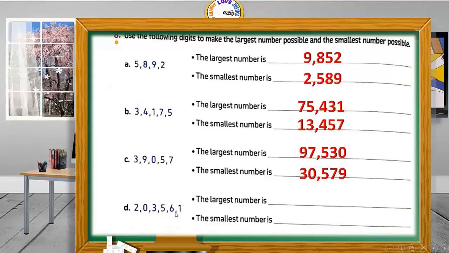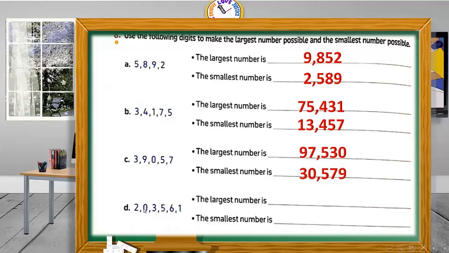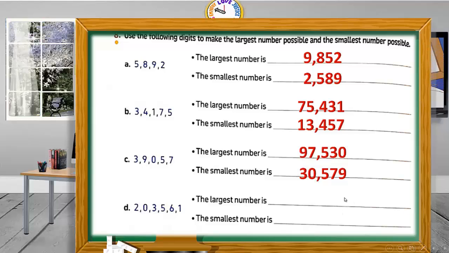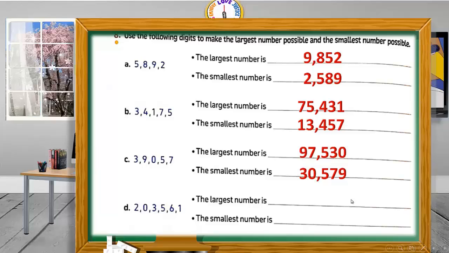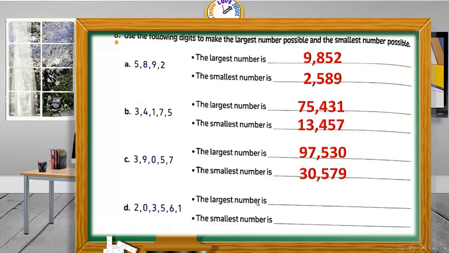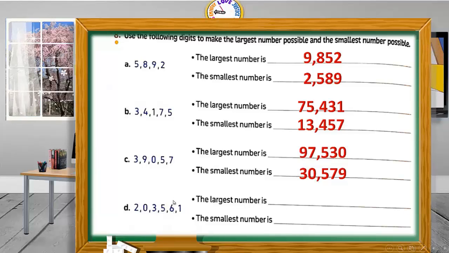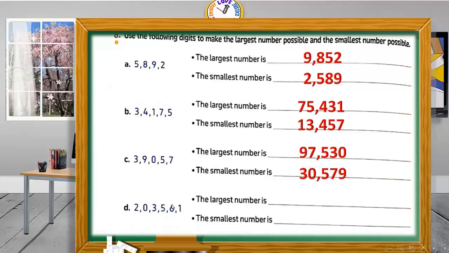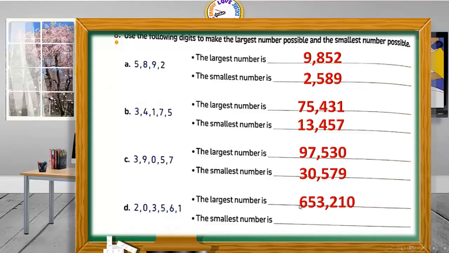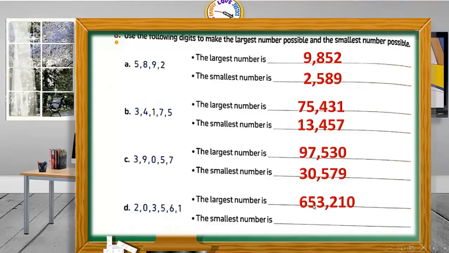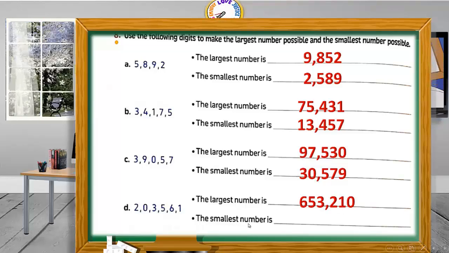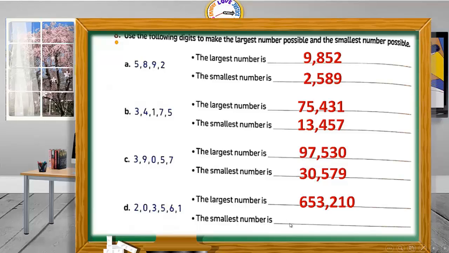30,579. We have here 6 digits. 0 here, don't forget when you write smallest, okay? But if you write largest number, no problem. You can put it at the end of the number, okay? The largest number will be, first, the biggest digit in the highest place. We put 6 in highest place. 5, so 653,210. If we want to write smallest number, you shouldn't put 0 in the first.